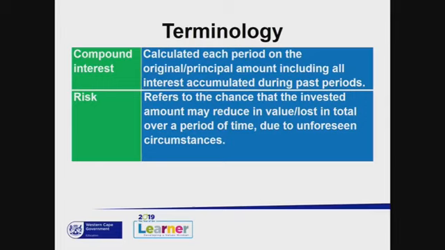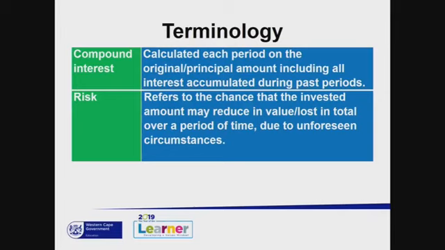Compound interest is calculated each period on the original or principal amount, including the interest accumulated during past periods. So it's interest upon interest, interest calculated on principal amount plus interest. And what would the term risk refer to? Risk refers to the chance that the invested amount may reduce in value or be lost in total over a period of time due to unforeseen circumstances.